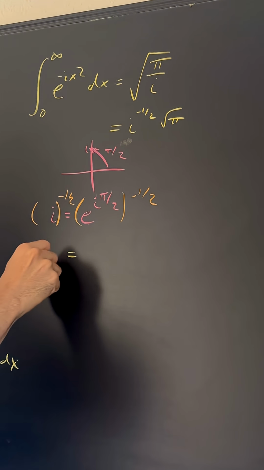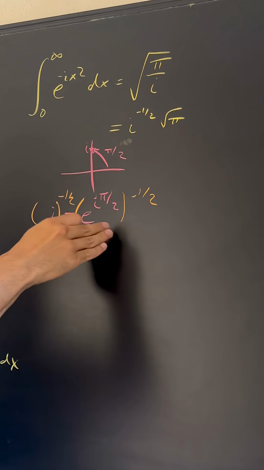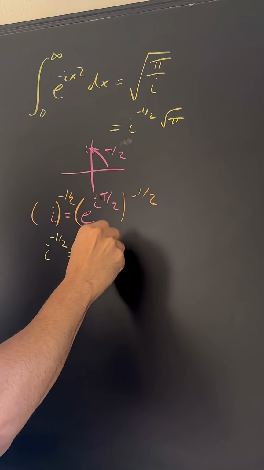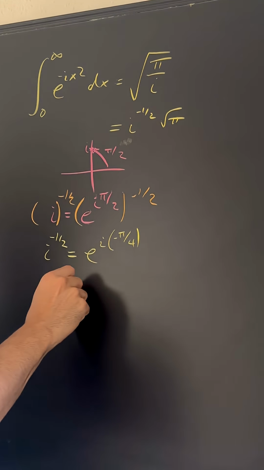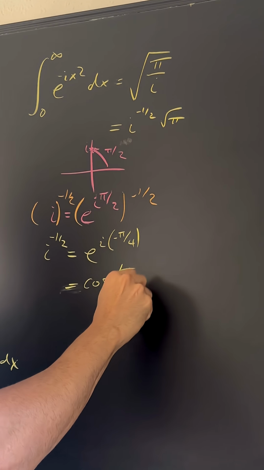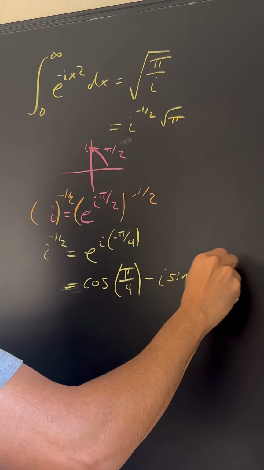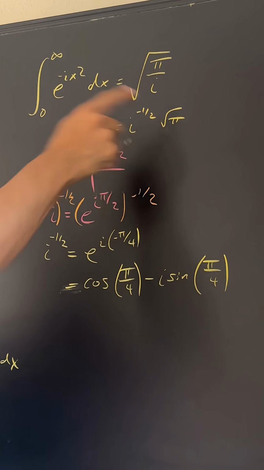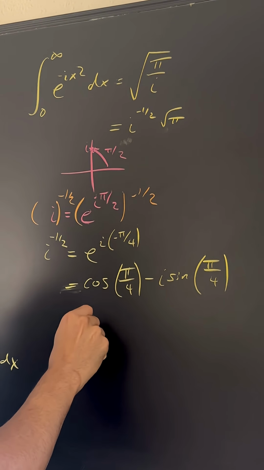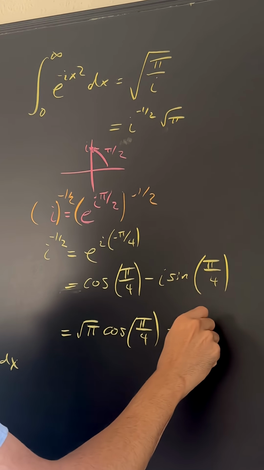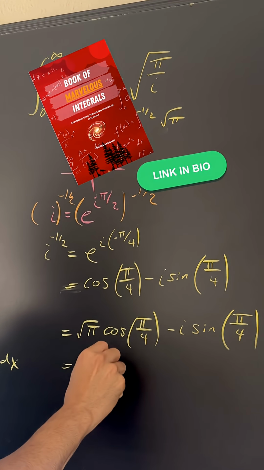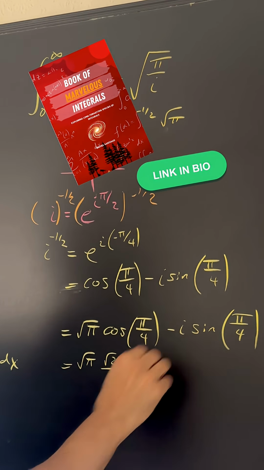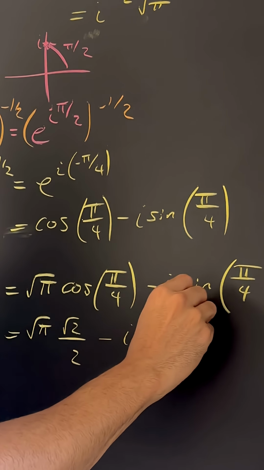And on the left-hand side, we have i to the negative 1/2. And on the right-hand side, we get e to the i negative pi over 4. And using Euler's formula, we get cosine of pi over 4 minus i sine of pi over 4. So now let's just go ahead and multiply this by root pi. I'm just over here finding the values for cosine and sine of pi over 4, but I do talk about this in my book of marvelous integrals, and I highly suggest you get yourself a copy. Looks like I missed the root pi here in the front.